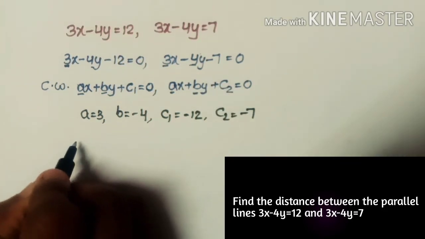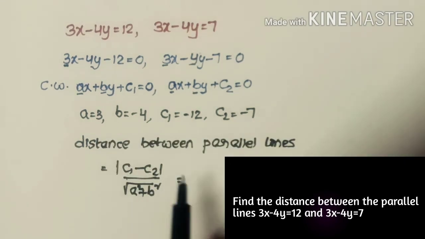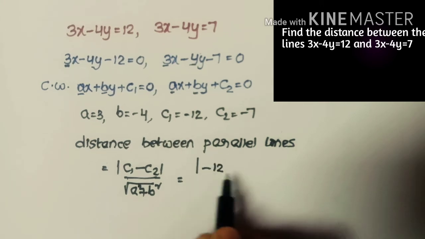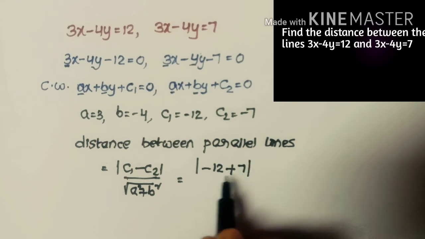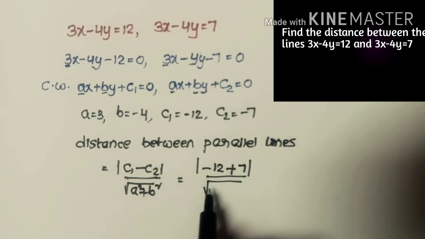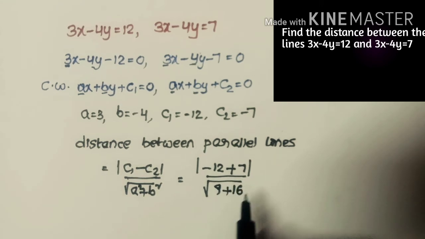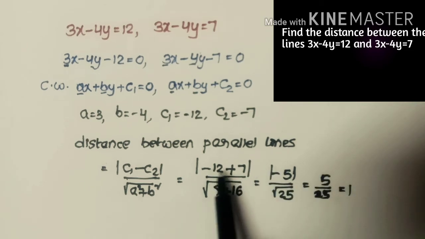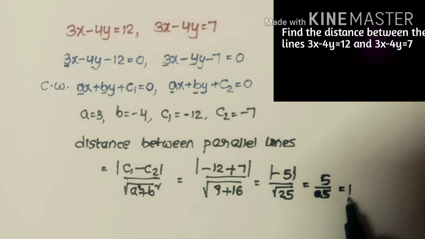Now what is the distance between parallels formula? Distance between the parallels is equal to mod c1 minus c2 by square root of a square plus b square. That is mod of c1, which is minus 12, minus c2, which is minus 7. So minus of minus, plus 7 by square root of a square plus b square. A value 3, a square 9, plus b value minus 4, b square 16. Minus 12 plus 7 is minus 5, by root 25, that is 5 by 5 equals 1. So the distance between the parallels is equal to 1.